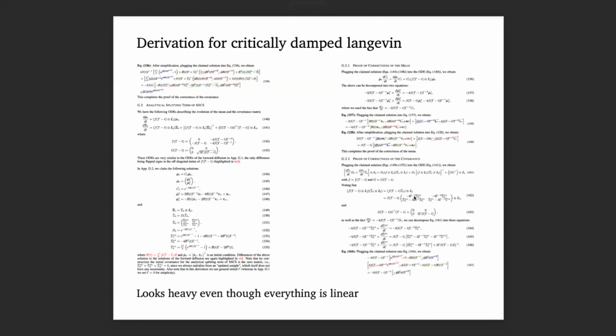And so here, if you look at the appendix for the critically damped Langevin paper, there's a lot going on. This is just 2 pages of it. There are many more pages of this. And you have a lot of descriptions of the solution. You have some proof of correctness for the mean that is short. The covariance one is going on. It's heavy, and that's just for one specific inference choice.